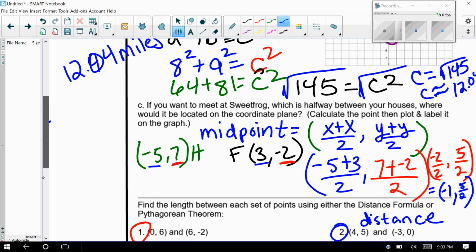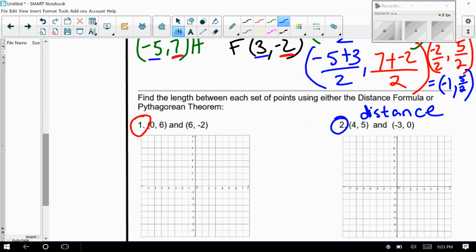Good. Now, I told you guys I want you to try these two using the distance formula and Pythagorean theorem. So number 2, I want you to use the distance formula, and number 1, I want you to use the Pythagorean theorem, this one, okay? A squared plus b squared equals c squared, and then you will be done with your homework.